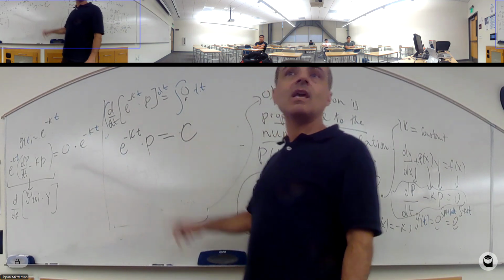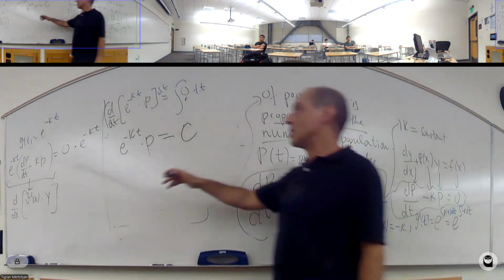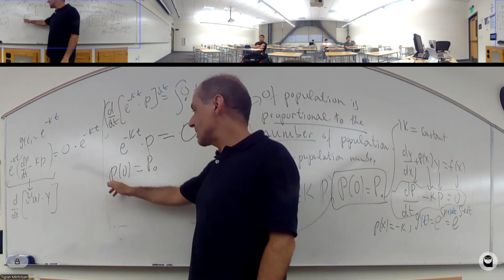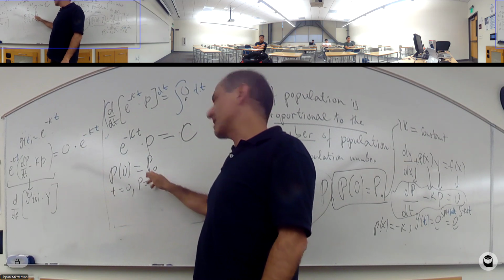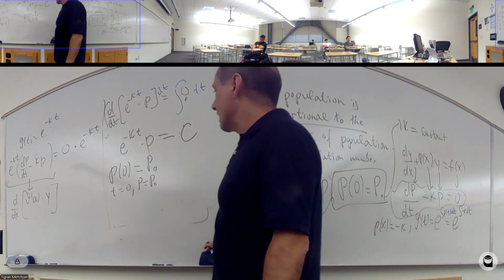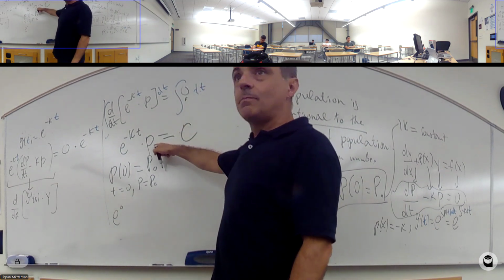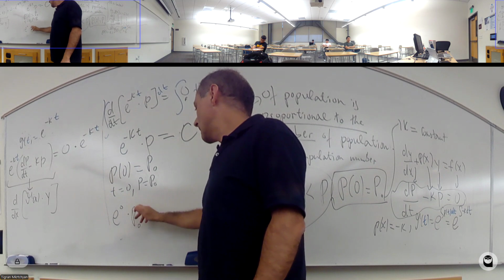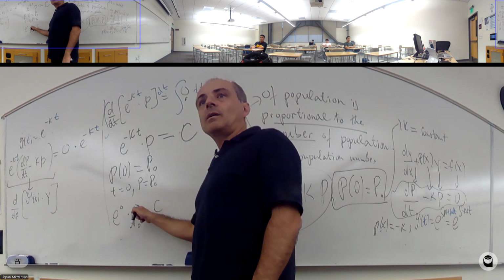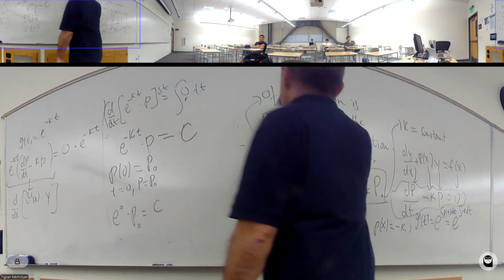So how do I find the c? We had the initial condition. We know when the time is 0, p of 0 is some number that we call p0. That means when time was 0, population was this number. So we'll plug them in there, right? So I plug in t equals 0, that's going to be e to the 0, and my p is p0. But e to the 0 is 1, so c becomes p0. So the initial number of population becomes the c. So let's write that down.